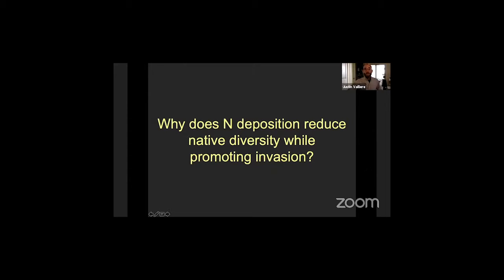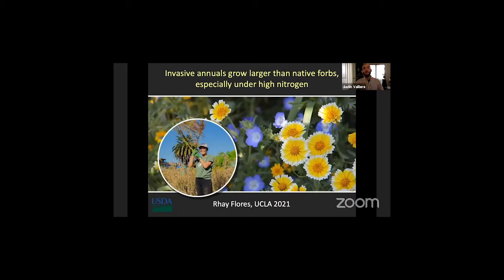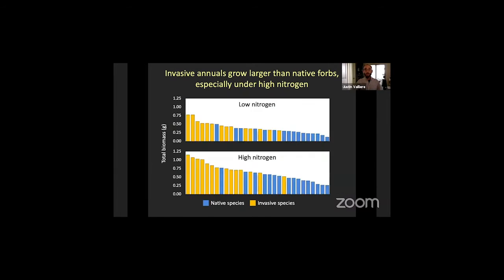Okay, so why does nitrogen deposition reduce native diversity while promoting invasion? Just a couple other potential mechanisms. One of my students at UCLA, when I was doing a postdoc there, just looked at growth of native annuals and invasive annuals under high and low nitrogen. And she found that overall the invasives tend to grow larger, but that's especially true under high nitrogen availability. So it does seem like the invasives are more nitrophilic than the native species, which is what other folks have found in other systems as well.